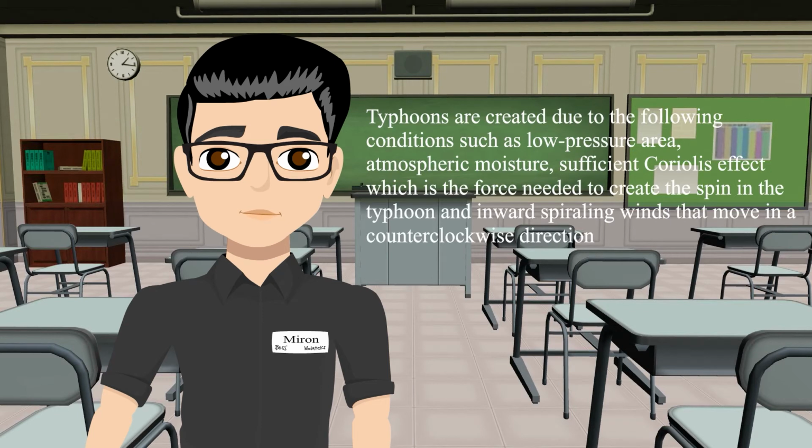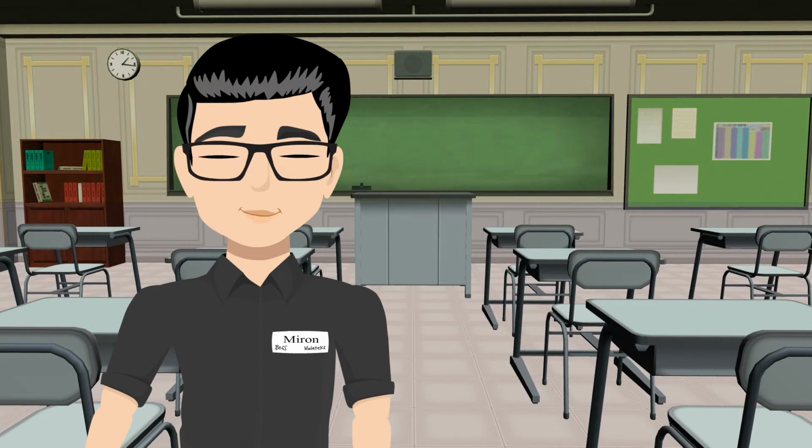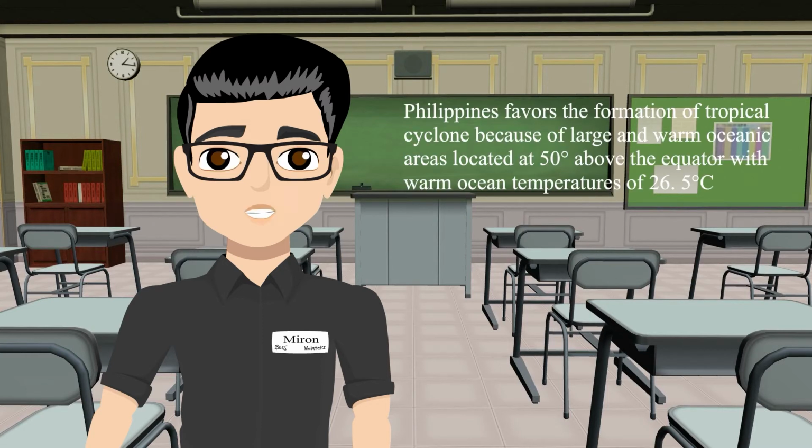Typhoons are created due to the following conditions: low pressure area, atmospheric moisture, sufficient Coriolis effect, which is the force needed to create the spin in the typhoon, and inward spiraling winds that move in a counterclockwise direction in the northern hemisphere. The Philippines favors the formation of tropical cyclones because of the large and warm oceanic areas located at 5 degrees above the equator, with warm ocean temperatures of 26.5 degrees Celsius.